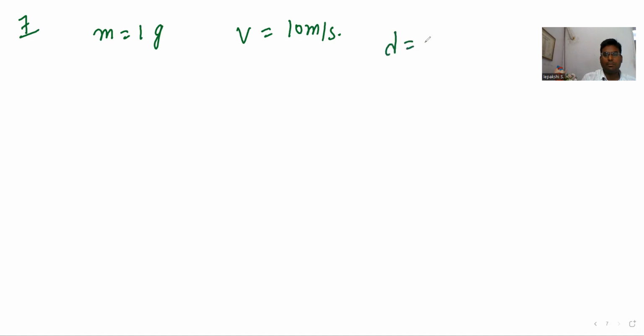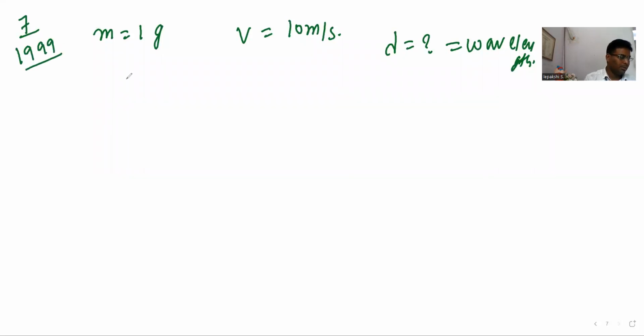Look at the question number 7. The de Broglie wavelength of a particle with mass 1 gram and velocity 10 meter per second. You have to find the de Broglie wavelength, that is lambda. Lambda is nothing but your de Broglie wavelength. So let's see the explanation. It is asked in 1999.